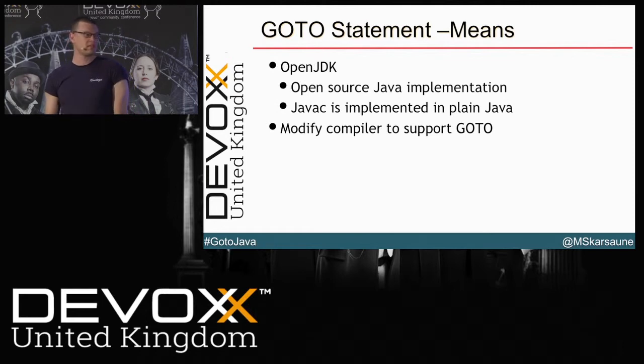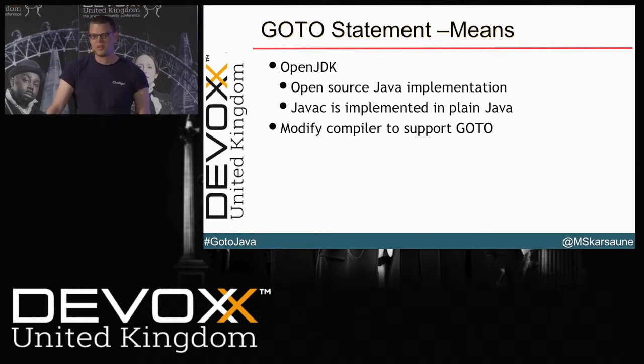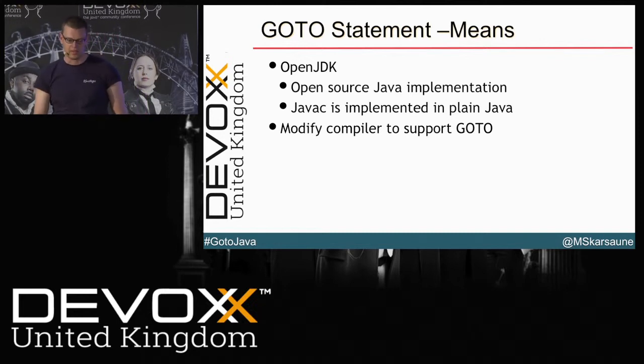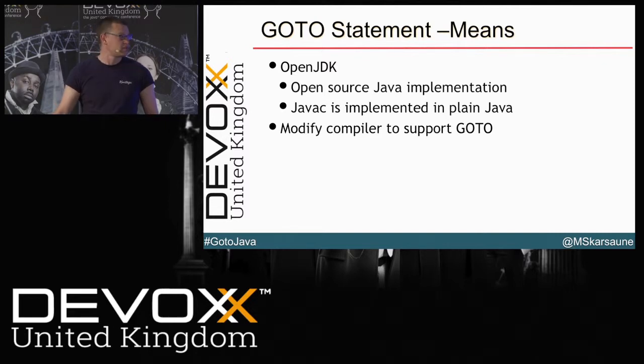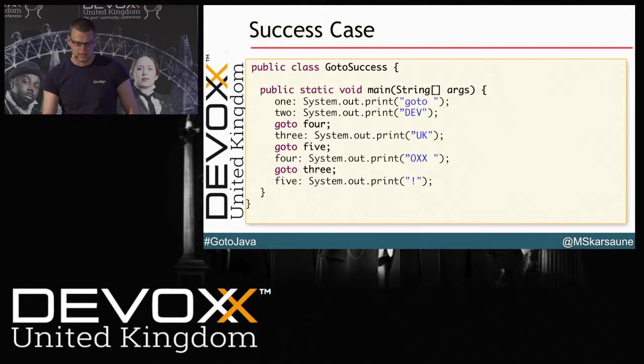And how we're going to achieve it. The OpenJDK is an open source reference implementation of Java. And as a part of that, you have the implementation of the compiler. And as you will see, that is written in plain Java, and it's quite understandable code, really. So what we will do is we will modify the source code in order to make it support gotos. And at the end, we want to run this little snippet here to print out some code using gotos.